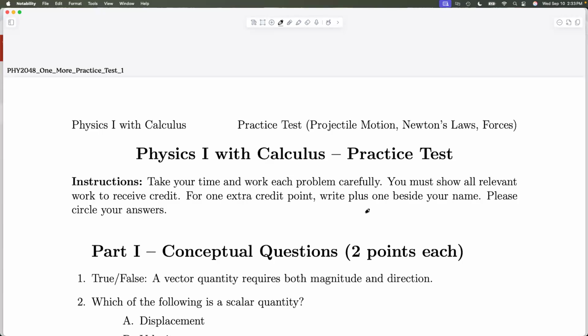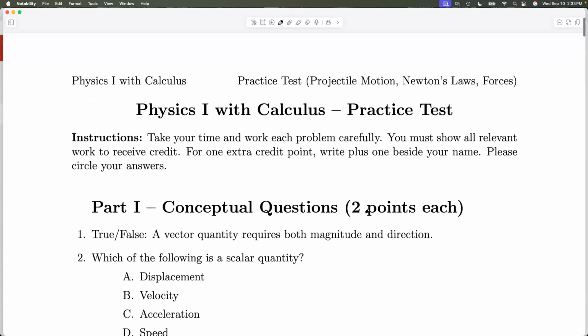Okay, let's go through this practice test. Maybe we'll go through two of them. I don't know. We'll see how long this takes.